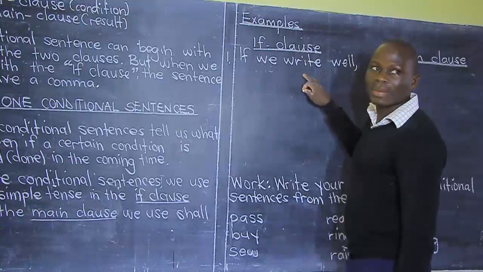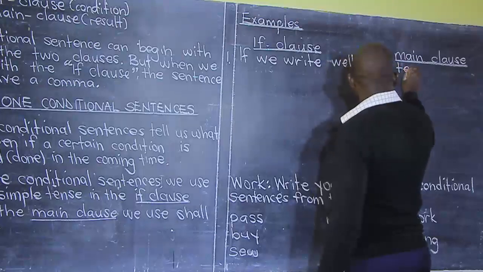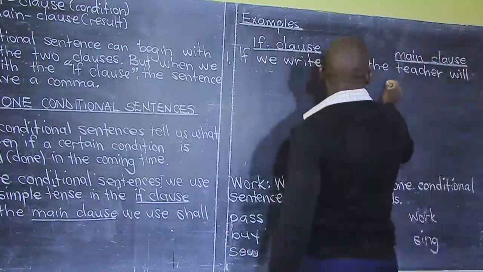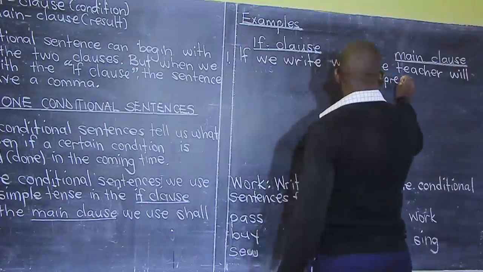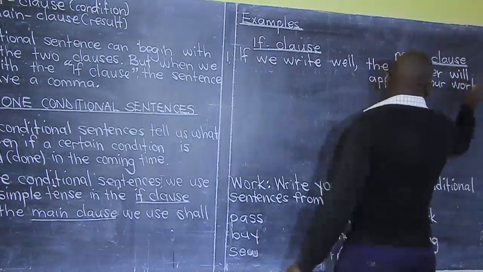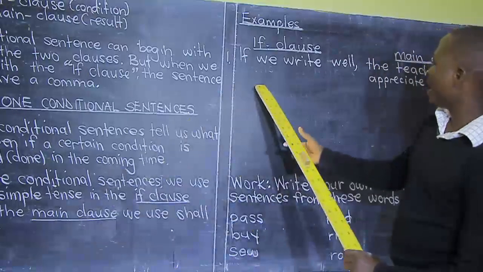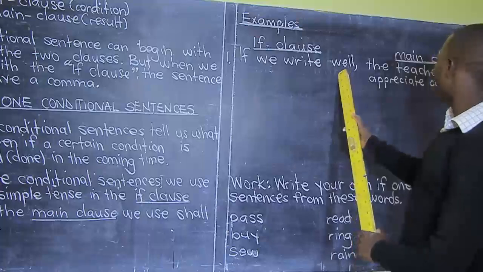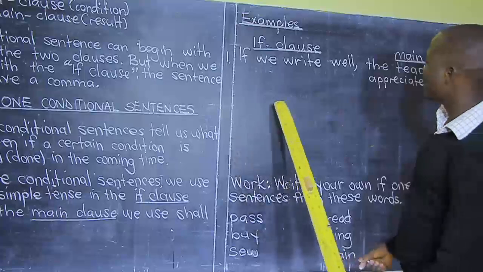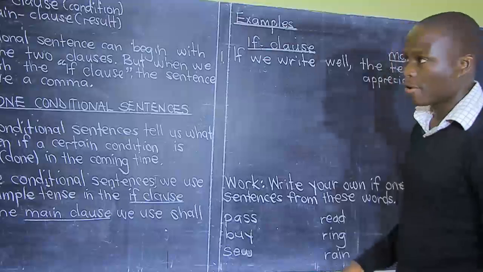Now let's look at what will be the outcome if we write well. The teacher will appreciate our work. And I put my full stop there. Let's read through it together, saying, if we write well, the teacher will appreciate our work. This is one of the sentences. So this is how we make a sentence in if one.